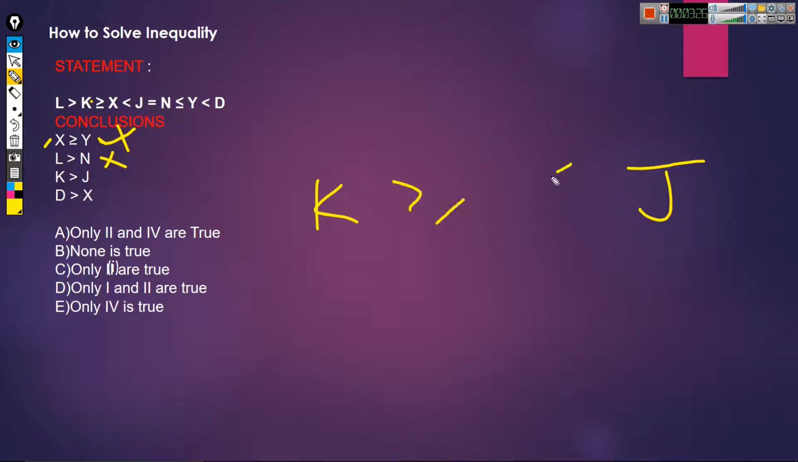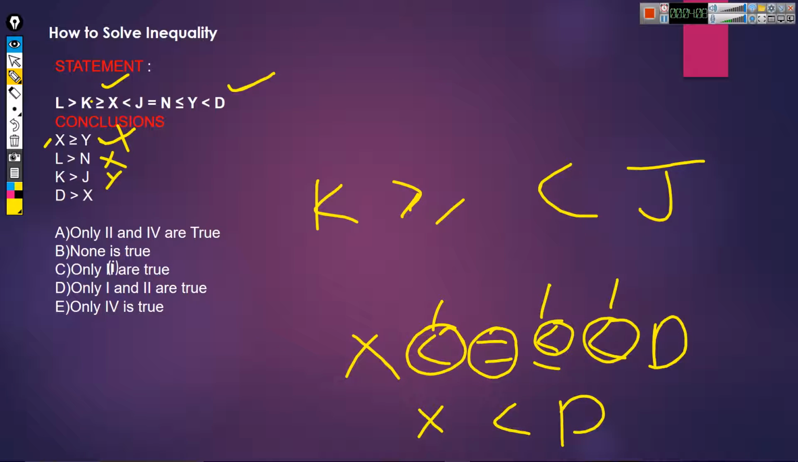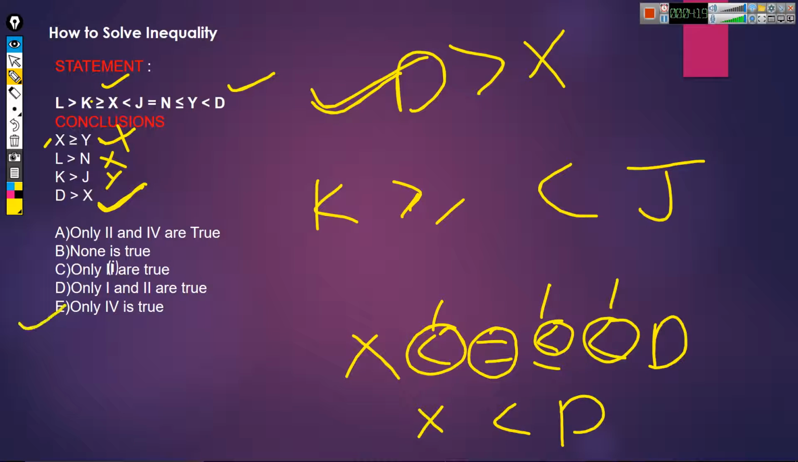K and J, greater than equals to, less than. What is the common sign? Nothing is common. As usual, here is an opposite sign, so this will not follow. Now D and X. We have to go from D to X. Write it like this: X and D. Less than, equals to, less than equals to, and then less than. What is common between x and d is x. We have to ignore the equals to. Here is less than, less than equals to, less than, so x is less than d. Reverse it, it means d is greater than x. So only this follows. The answer will be only conclusion 4 is true.